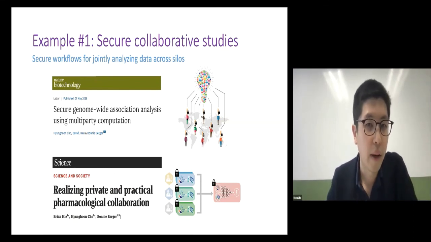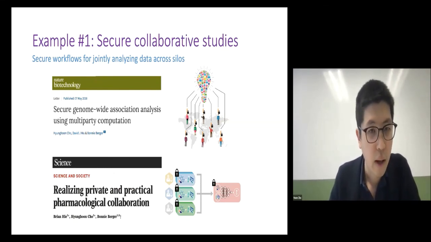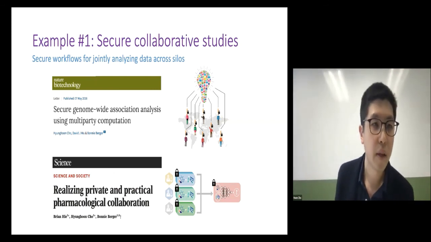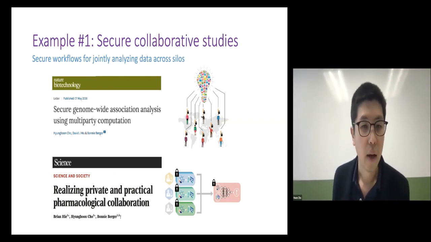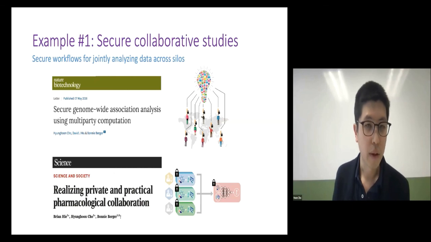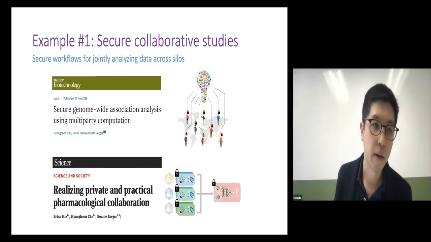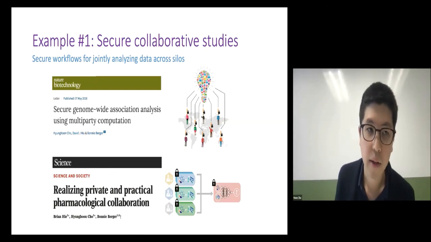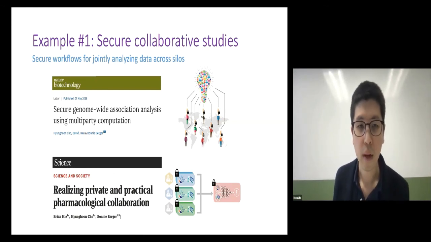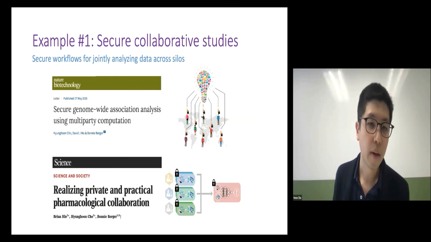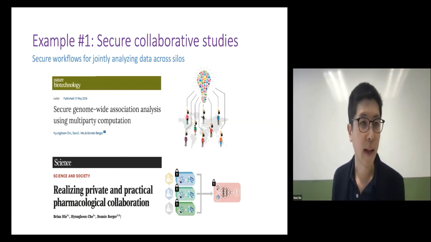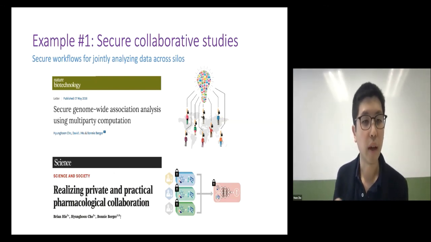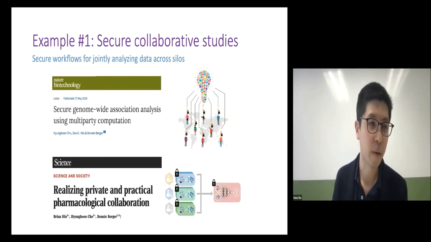The first is about enabling secure collaborative studies. Here we use multi-party computation techniques to develop efficient protocols for tasks including genome-wide association analysis and drug target interaction prediction based on neural network models. The key idea in both these works was to allow these tasks to be performed jointly across data silos while keeping the individual data sets private.